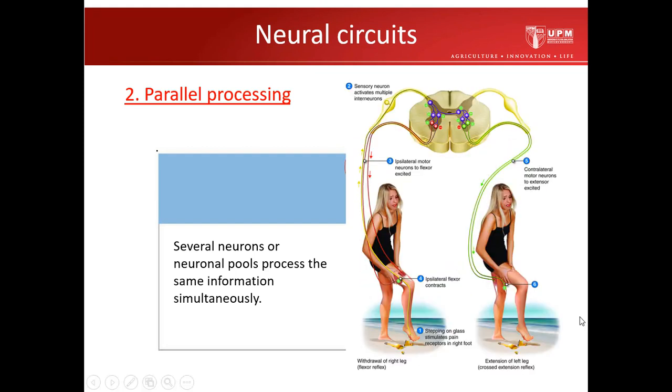For example, here you can see a girl who stepped on a very sharp object. What happened? This stimulates the sensory neuron, which distributes the signal to several neuronal pools. As a result of parallel processing, she withdraws her foot from the sharp object, shifts her weight, moves her arm, and also feels the pain, all at the same time.